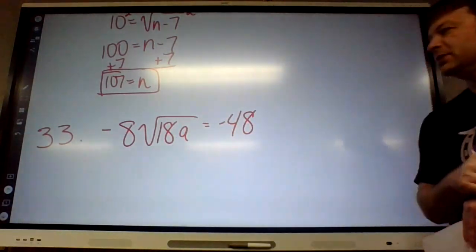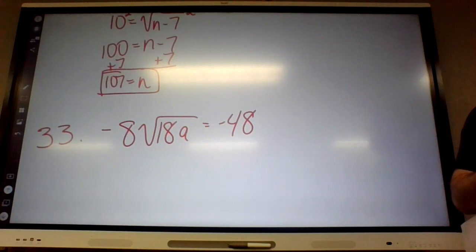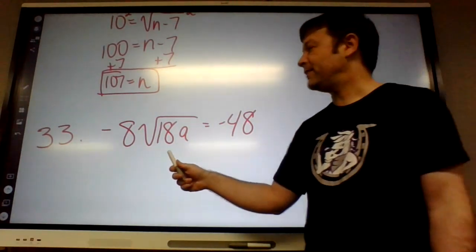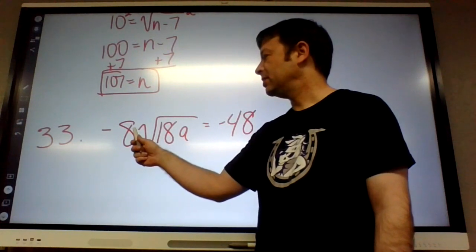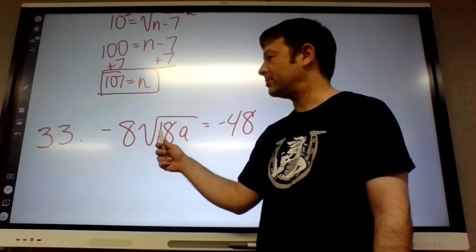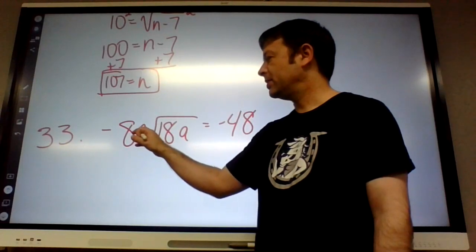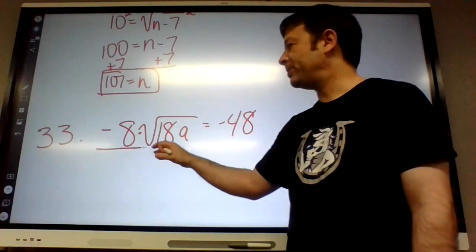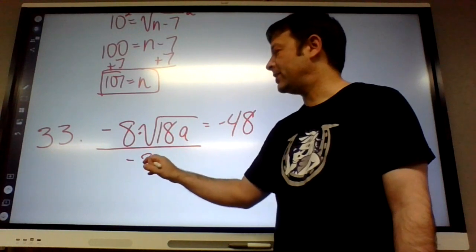Alright, so we want to get the square root by itself first, so how do I get rid of that negative 8? Divide by negative 8. Okay, what's happening between negative 8 and this radical? They're multiplying. So you divide by negative 8. Yeah. So to get rid of the multiplied value, we're going to divide.